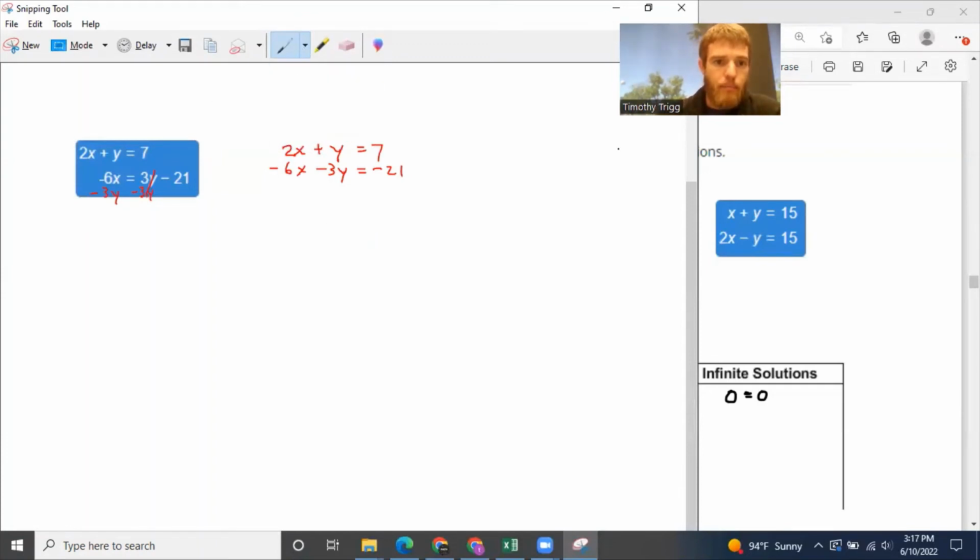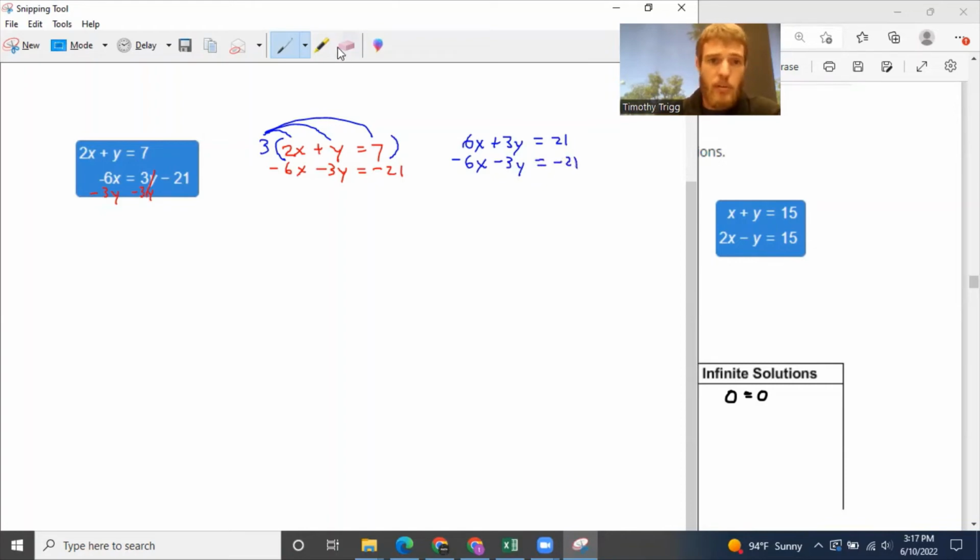Now that everything's lined up, we can eliminate one of our variables. Here I'm going to try to eliminate my x's by multiplying by, not negative 3, actually positive 3. That way I'll have a 6x on top and a negative 6x on bottom. So go ahead and distribute this 3 into this top equation, giving us 6x plus 3y equals 21. The bottom equation had no need to change, so I'm just going to rewrite it here. Negative 6x minus 3y equals negative 21.